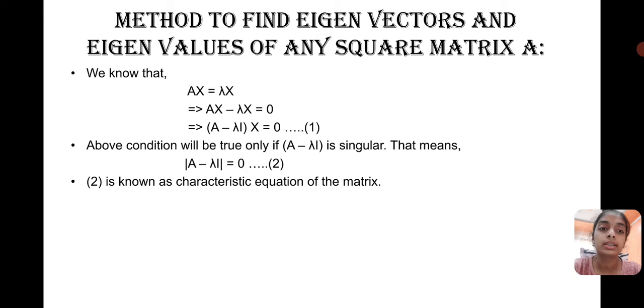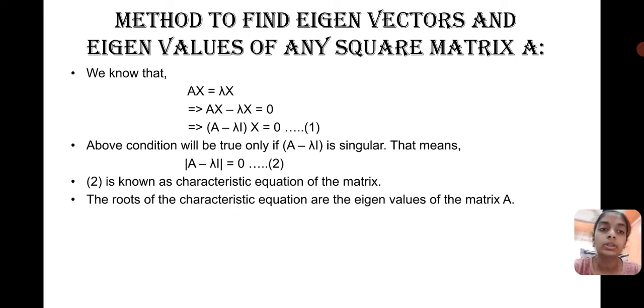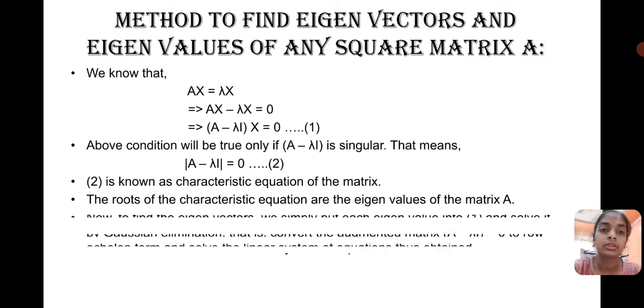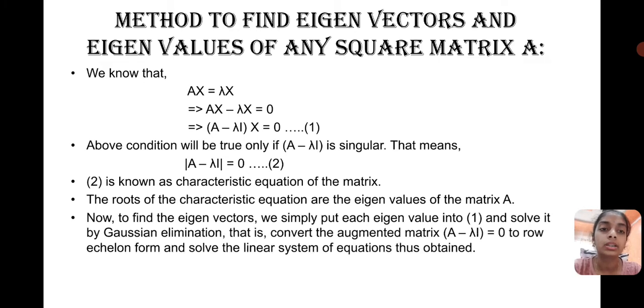Equation 2 is known as the characteristic equation of a matrix. The roots of this equation are the eigenvalues of the matrix. Now, to find eigenvectors, we can simply put each eigenvalue into equation 1 and solve it by the Gauss elimination method. That is, convert the augmented matrix (A − λI) = 0 to row echelon form and solve the linear system of equations thus obtained.